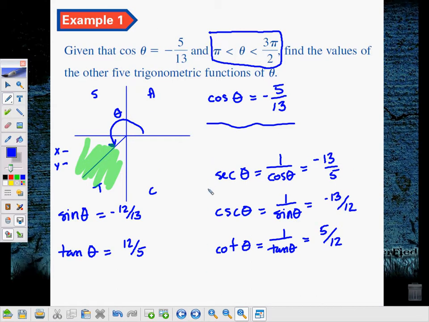So I've got all of my values. I started with the cosine, drew a picture so that I knew what was positive, what was negative for the quadrant that I'm in, quadrant 3. And then first found the sine using the Pythagorean identity, then using the sine and cosine to get tangent, and then my reciprocal identities from those 3 to get the last 3.